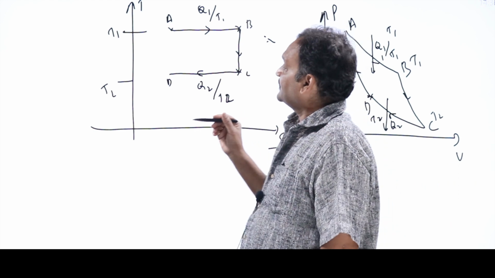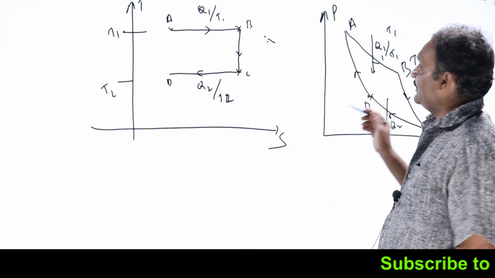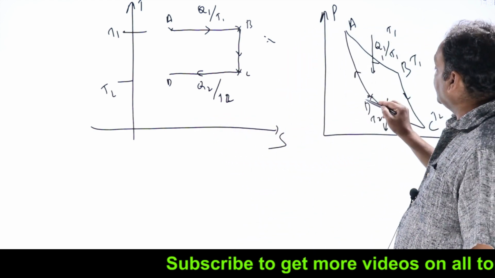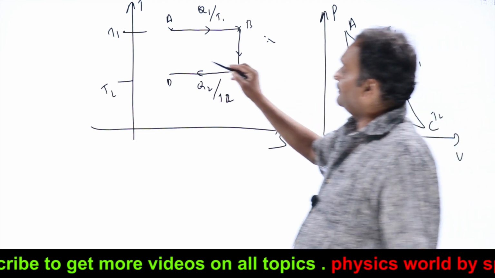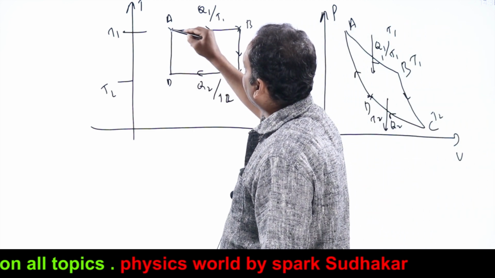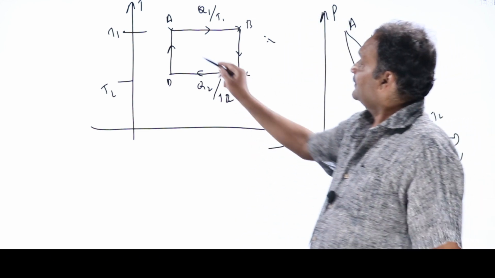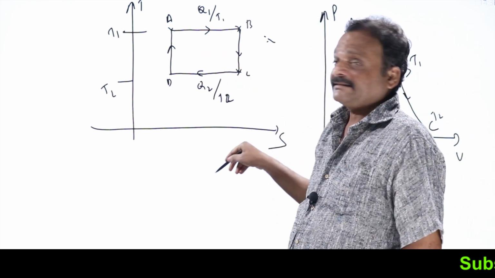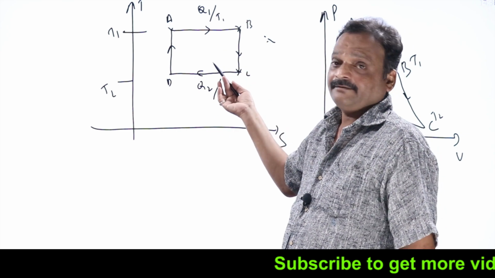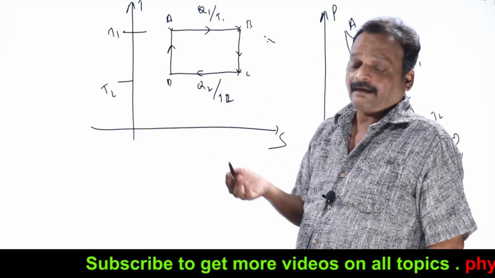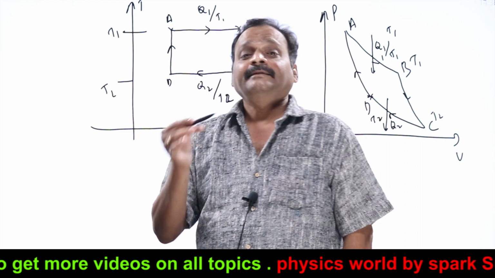In a reversible adiabatic compression from D to A, entropy remains constant, temperature increases from T2 to T1. So temperature increase from T2 to T1 means it will be like this. So this is the Carnot cycle represented on a TS diagram. What is the shape of the curve we got? It is a rectangle. So the Carnot cycle in a TS diagram is a rectangle.